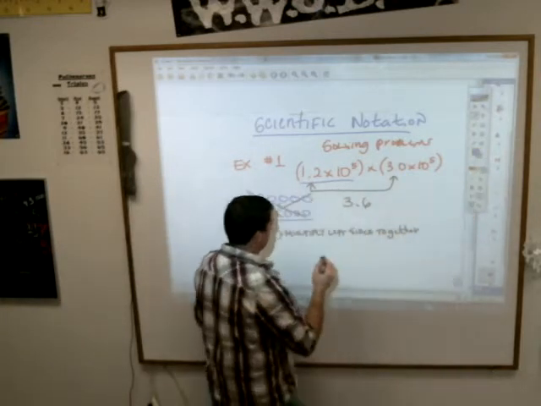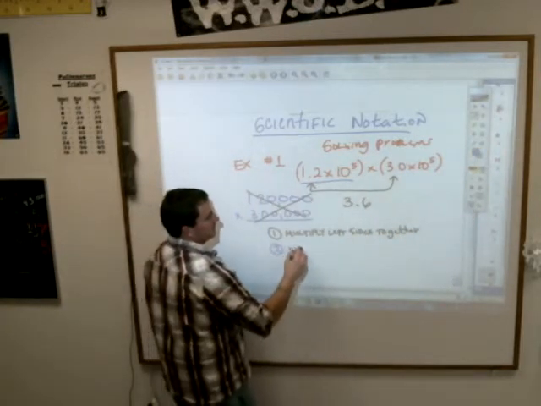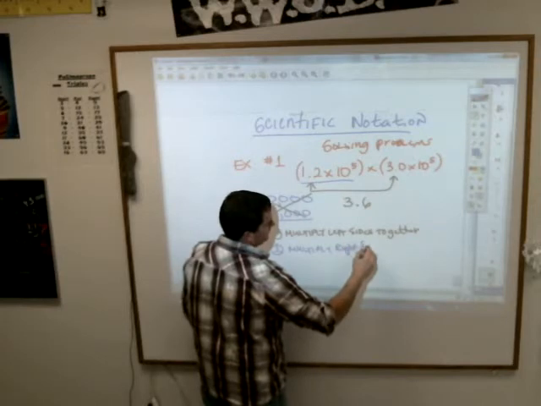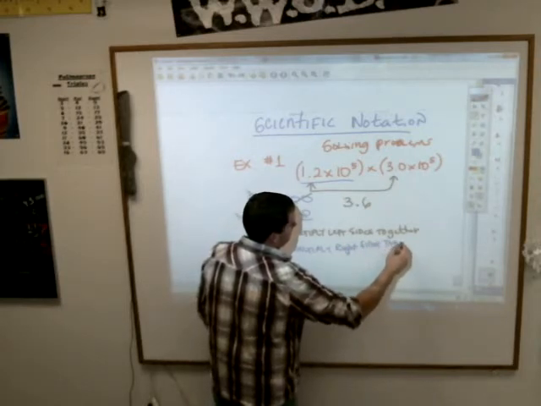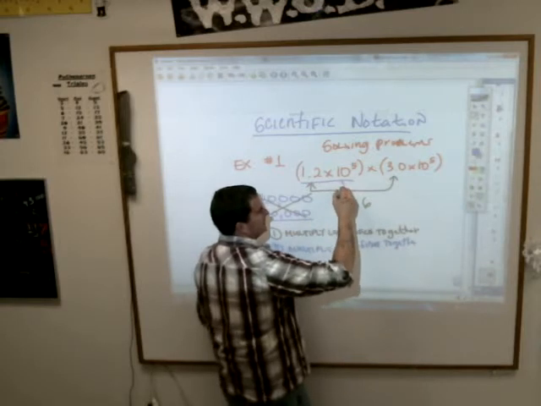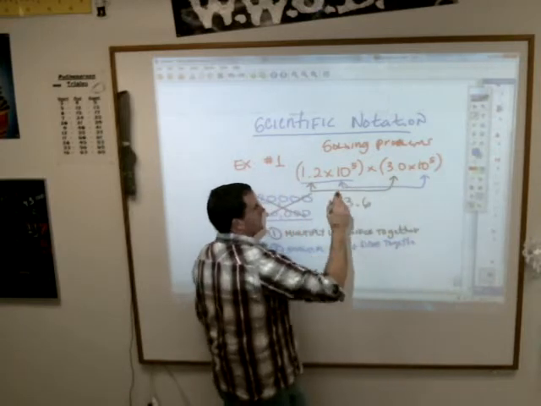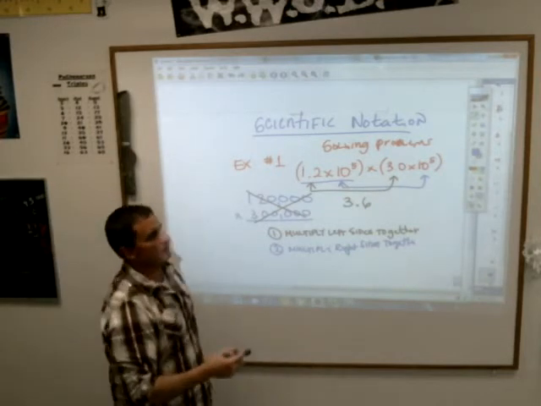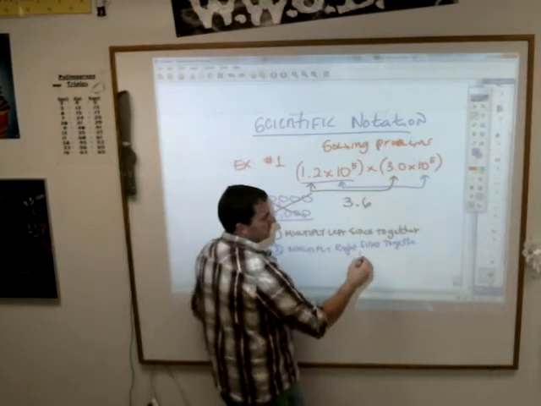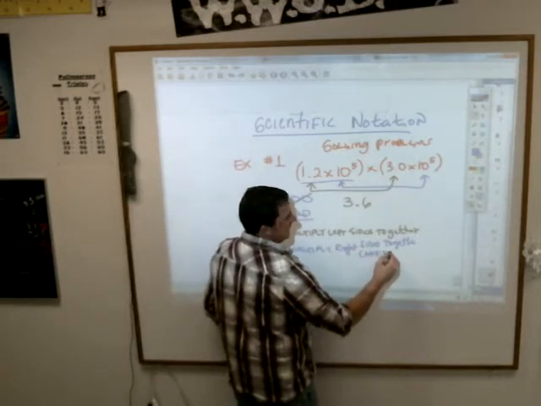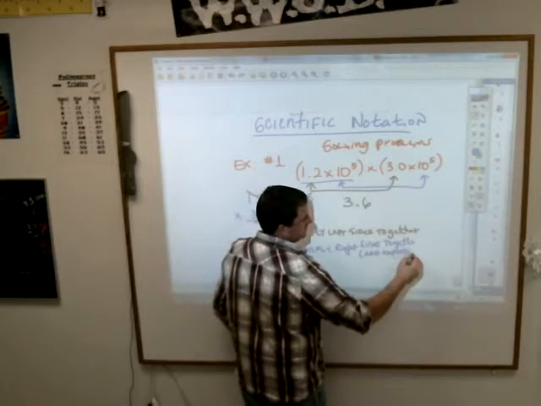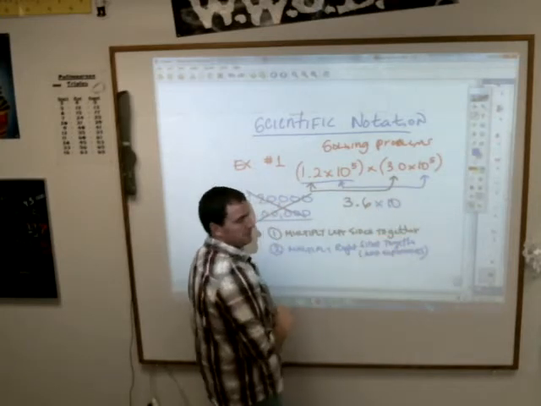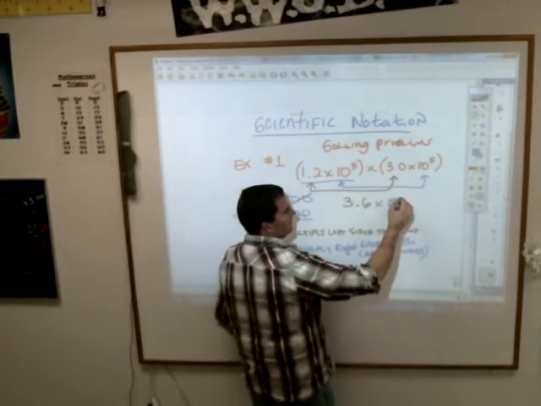Step number 2 is, guess what? Multiply the right sides together, which means I need to take 10 to the 5th times 10 to the 5th. Now the nice thing is when you multiply same bases that have exponents together, what do you just need to do, Lauren? You just need to add the exponents together. And in this case, 10 to the 5th times 10 to the 5th is 10 to the 10th power.